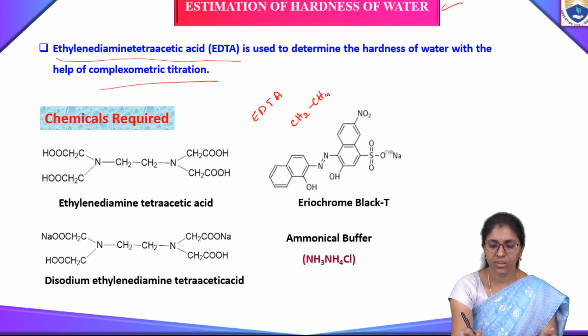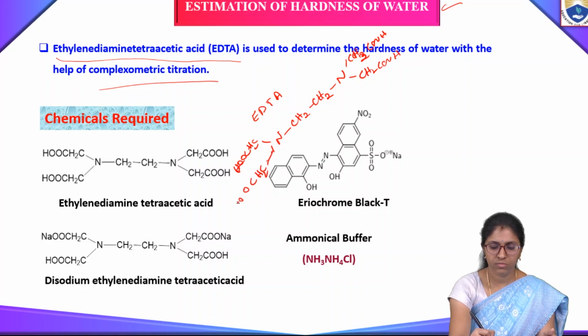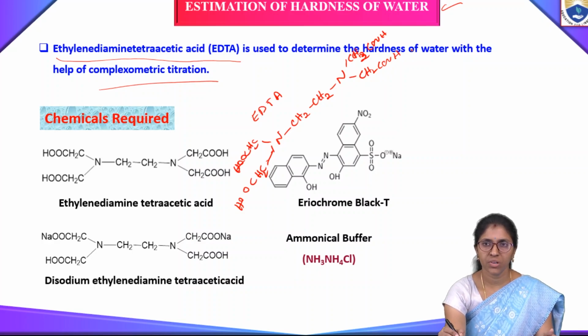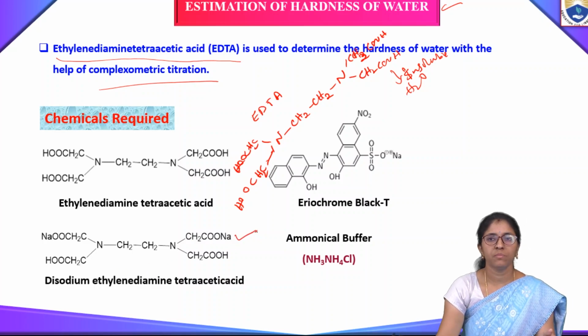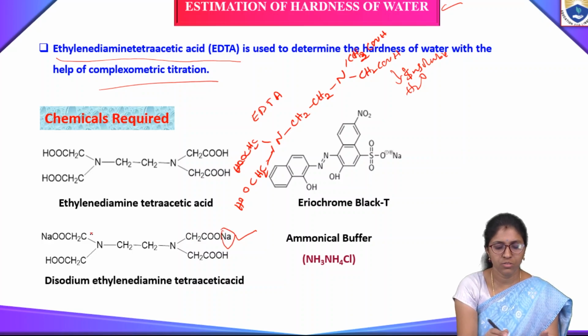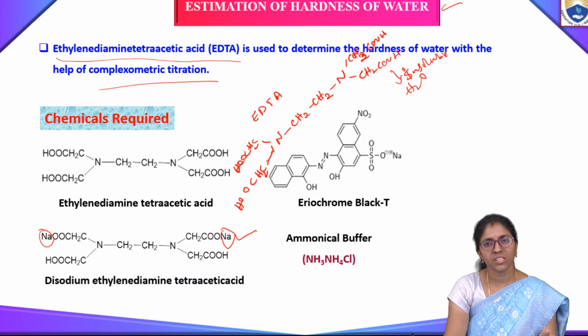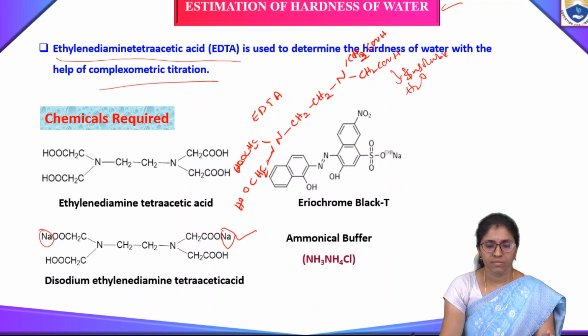What is the structure of ethylene diamine tetraacetic acid? It has CH2, COOH, CH2, COOH, CH2, COOH, CH2, COOH. This is the structure of ethylene diamine tetraacetic acid. But this is not soluble in water, so we can use the disodium salt of ethylene diamine tetraacetic acid. Here 2 hydrogens are replaced by 2 sodiums. So disodium ethylene diamine tetraacetic acid is used as a titrant in the estimation of hardness of water.